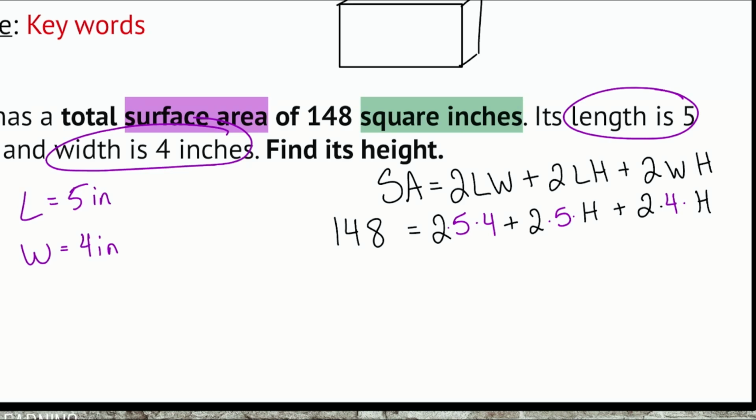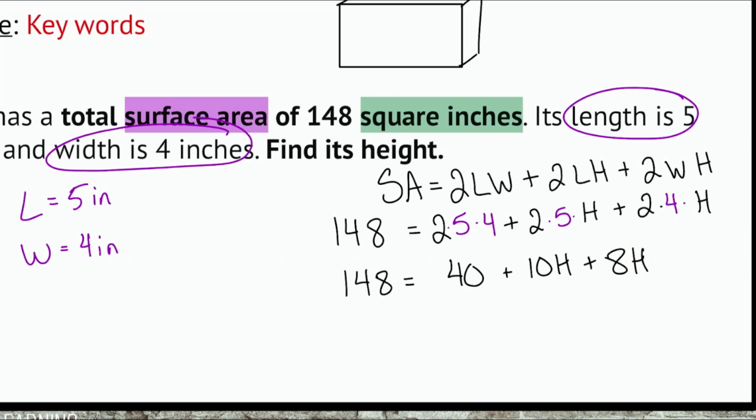Everybody, here we go. We are going to look first at the 2 times 5 times 4. 2 times 5 is 10. 10 times 4 is, my party people, yep, that's going to be 40. So we have 40. And then we're going to be adding that with 2 times 5 times h. 2 times 5 is 10. 10 times h, we'll just write that as 10h. Moving forward from there, we'll continue on by saying 2 times 4 is 8, and that will be 8h.